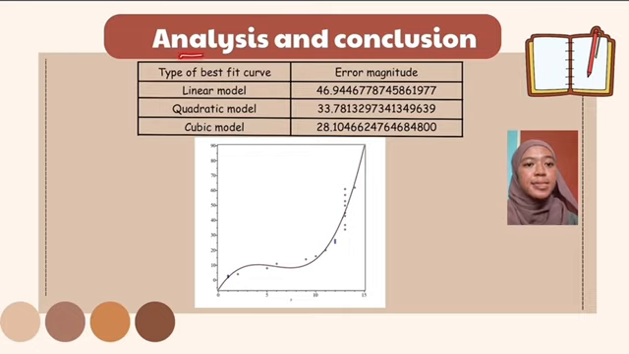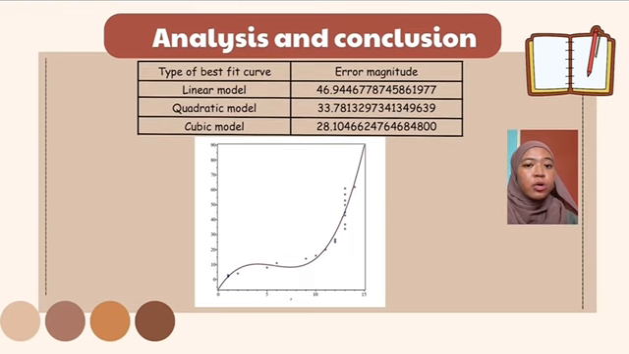Lastly, analysis and conclusion. We conclude that the best fit curve obtained in this study with the minimum error is the cubic model, with a magnitude of error of 28.104664764684800 units. The graph shown is the cubic model. This is the best approximation because it has a minimum error in terms of magnitude compared to the linear model and the quadratic model.